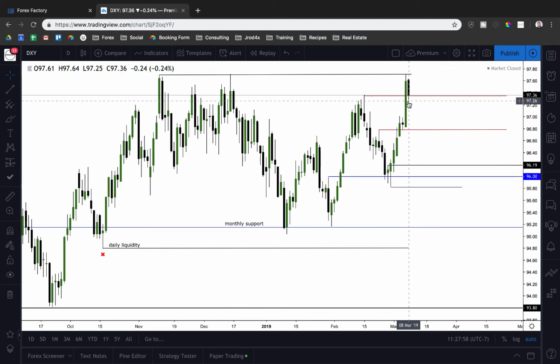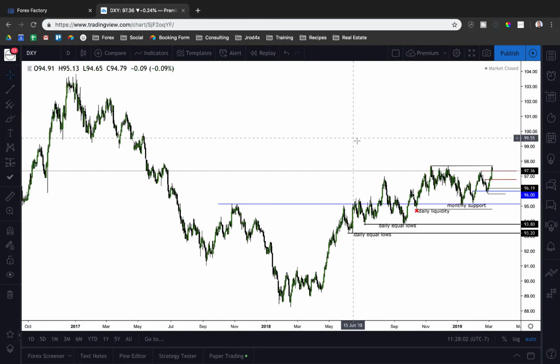I think this thing is ready to break out and expand above the consolidation, because if you look, we've been in this consolidation for a while. So I think they're going to start expanding this thing higher, running all the liquidity above these highs.